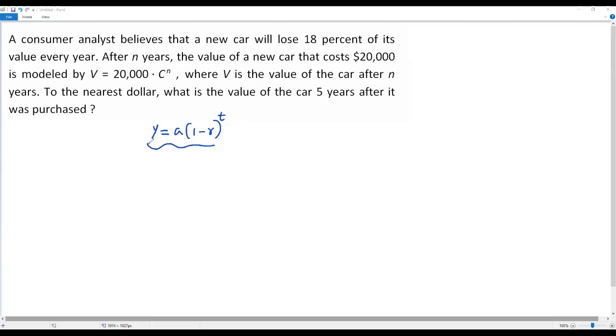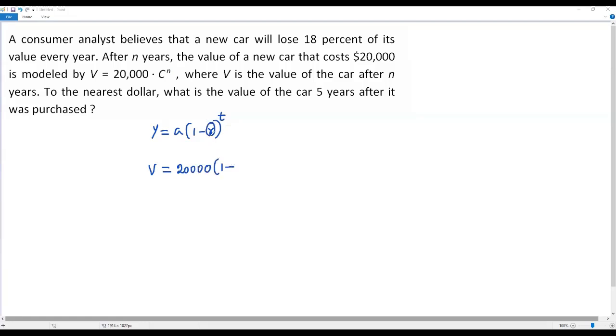Anyways, let's compare this exponential decay function with the given situation. Instead of y, we have V, that is the value of the car after n years. We can write V over here. And a is the initial value of the car. The initial value of the car is nothing but the value of a new car, that is $20,000. We can plug in 20,000 for a over here. Let me write it. 1 minus.